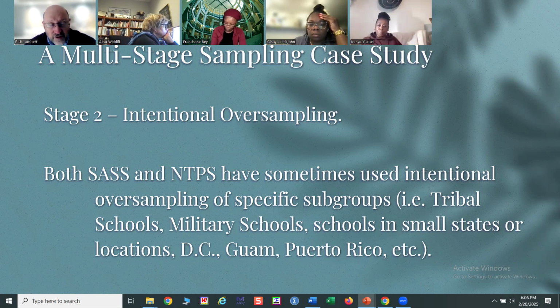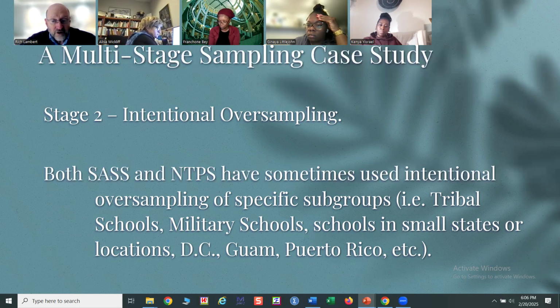Same with the military schools. I may have mentioned this in previous weeks. The U.S. Department of Defense operates a whole school system all around the world. They have schools in Germany and Korea and so forth. But in the grand scheme of where all American teachers work, they're a drop in the bucket, right? So in some years, they might oversample Department of Defense schools so that some researcher, if they wanted to, could do a study about those schools.